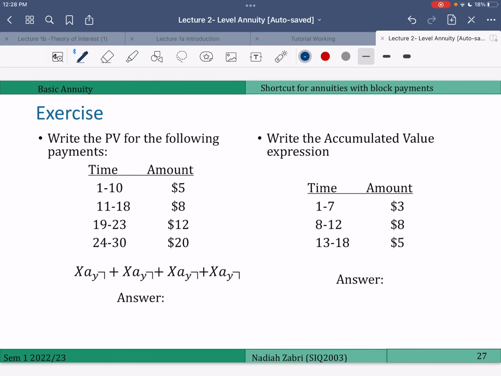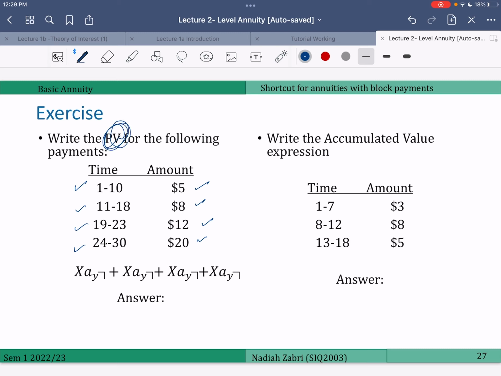Okay, exercise. Write the present value of the following payments. So we have between time 1 to time 10, the amount is 5. 11 to 18, the amount is 8. 19 to 23, the amount is 12. And 24 to 30, the amount is 20. So we have 4 blocks again. Again, we want to find the present value.